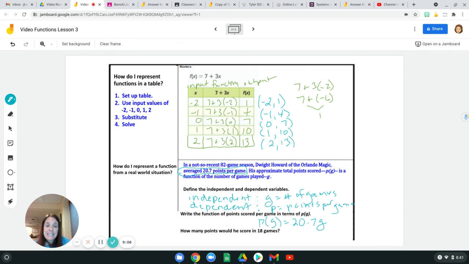How many points would he score in 18 games? To figure that out, you're going to substitute 18 for your input into the function you just wrote. Do that multiplication, 20 and 7/10 times 18, and you will get P of 18 is equal to 372.6 points. So over 18 games, Dwight Howard of the Orlando Magic scored 372 and 6/10 points. So about 373 points. All right, functions. Bring these notes and let's practice.